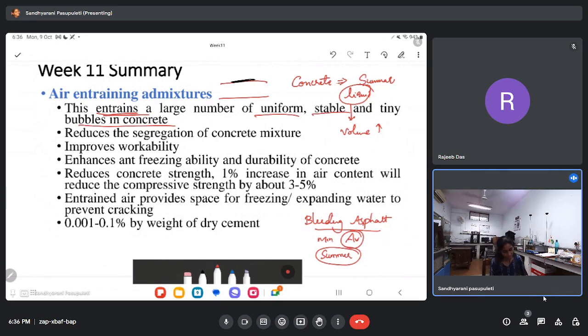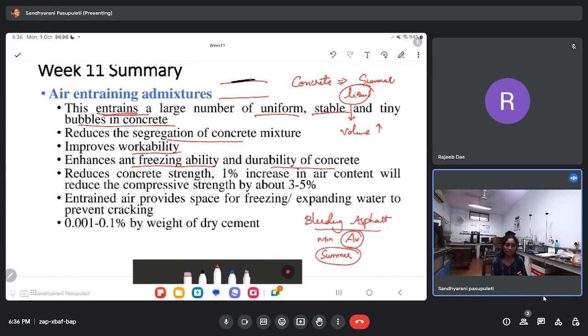Thereby, the segregation of concrete can be avoided, workability can be improved, especially anti-freezing ability, and the durability of the structure can be enhanced. One of the disadvantages is, let us say if your concrete has more pores, porous concrete, it is obvious that its strength would be reduced. Compared to more compacted and solid concrete, if any concrete has air or gaps inside, it would definitely have lesser strength.